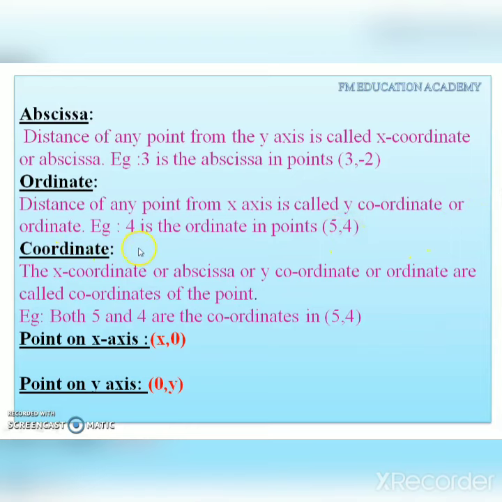What do you observe? We observe that when we add 3 to the first term and when we add 3 to the second term, we get our second term and third term. Similarly, we can do it for 8 also. 8 plus 3 is 11. So here we are adding a fixed number to all the different numbers.